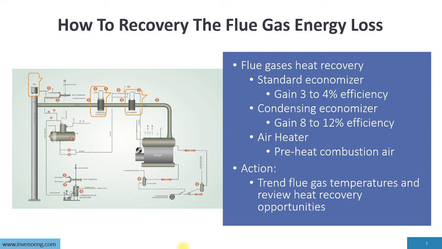Air heater, preheat the combustion air. I said all the air coming into the boiler has to go up to 2,800 degrees. So we preheat the air to lessen that temperature differential. But preheating air is usually done on new boilers, not existing boilers, because of the cost to implement it. Action today, trend flue gas temperatures and review heat recovery opportunities. What we want to do is reduce those losses.